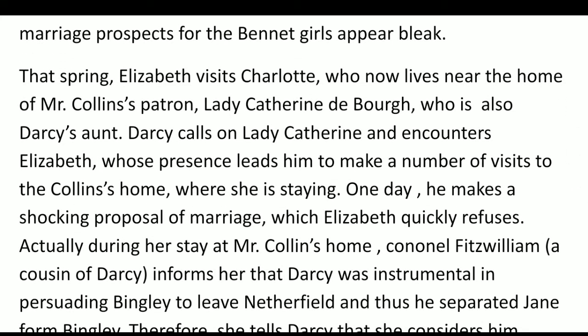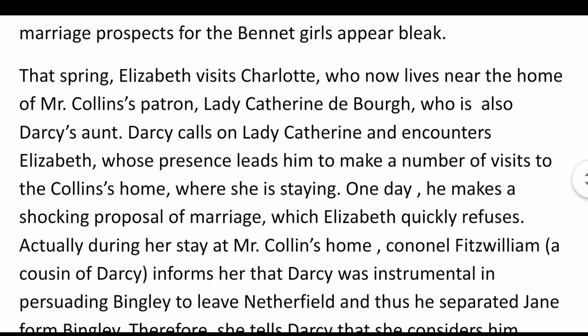That spring, Elizabeth visits Charlotte, who now lives near the home of Mr. Collins' patron, Lady Catherine de Bourgh, who is also Darcy's aunt. Darcy calls on Lady Catherine and encounters Elizabeth, whose presence leads him to make a number of visits to the Collins home, where she is staying.